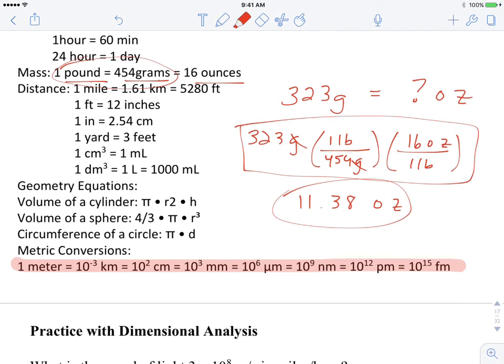And here are the geometry equations that you need to know for volume and circumference of a circle, volume of a cylinder, volume of a sphere. So you can see I did this in meters, these different conversions here. Well, what this shows me is that each one of these is equal to 1 meter. This is a little bit different from the chart that we had above.